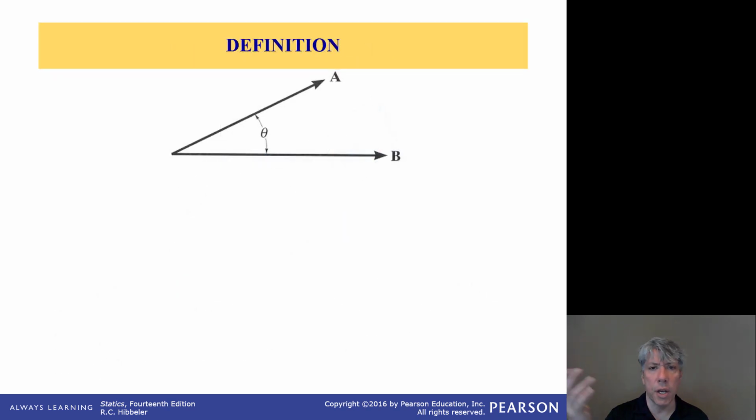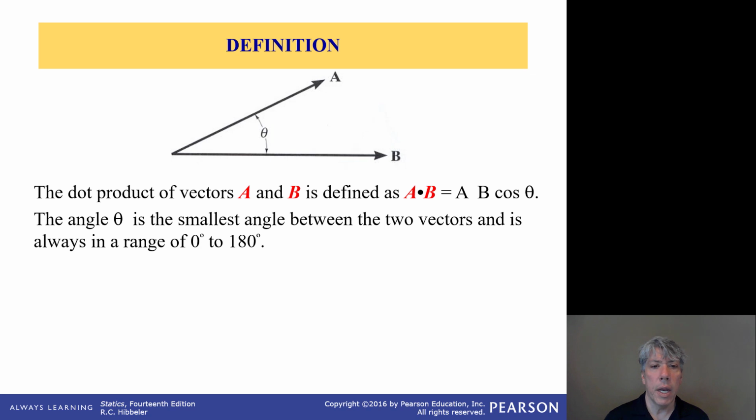So what is this dot product thing? How do you compute it? Well, imagine that you have two vectors, A and B, with some angle theta between them. Now, the dot product of those two vectors is defined as their magnitudes multiplied together and then multiplied further by the cosine of the angle between the two vectors. So the dot product is written as vector A dot with vector B, which, as I said, is equal to the magnitude of A times the magnitude of B times the cosine of the angle theta between the two.